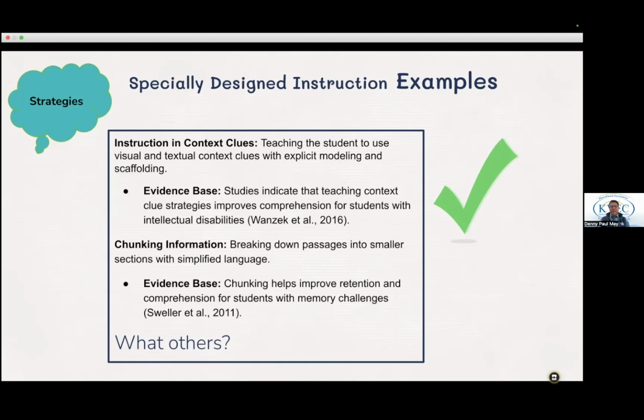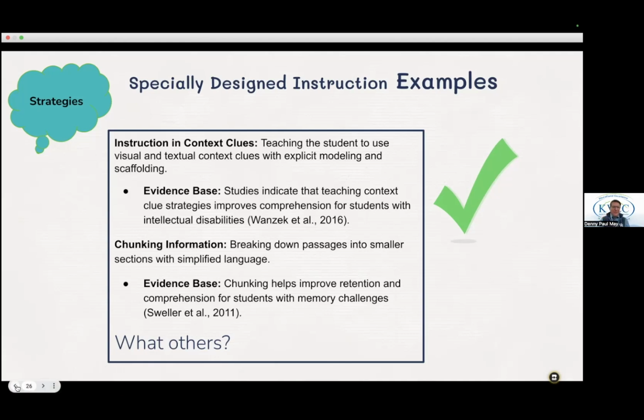And then chunking information, breaking down passages into smaller sections with simplified language. The point I want to make here is it's not enough just to find something. It has to be something that has some research base to it, but it also has to match what the student needs. And so sometimes we're diagnosers of, okay, this student has this problem.